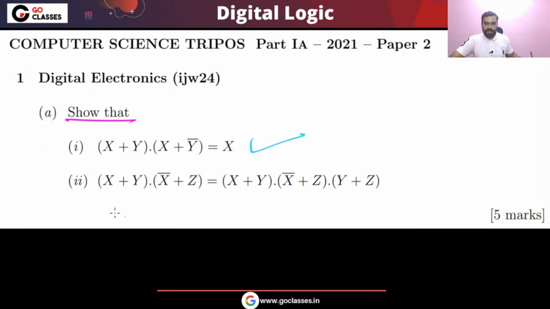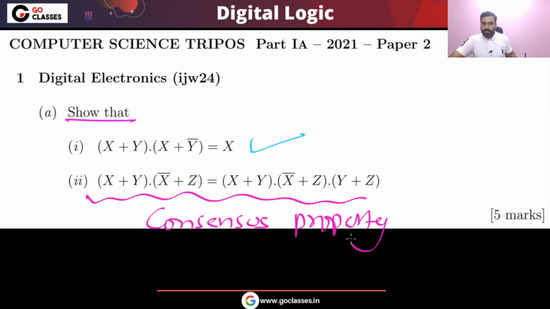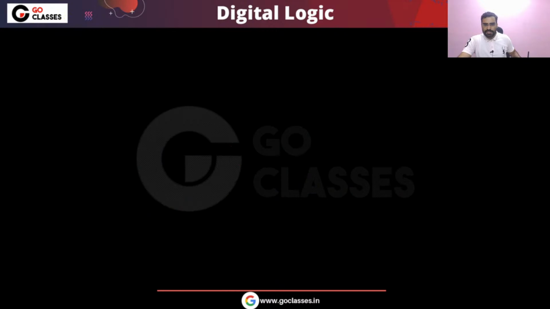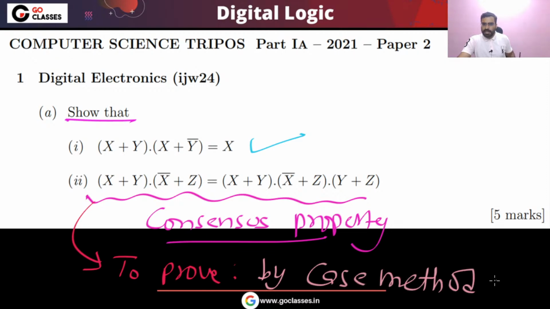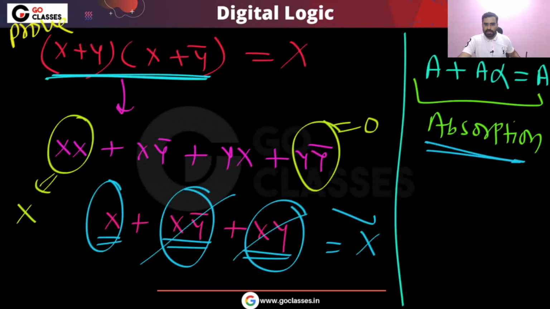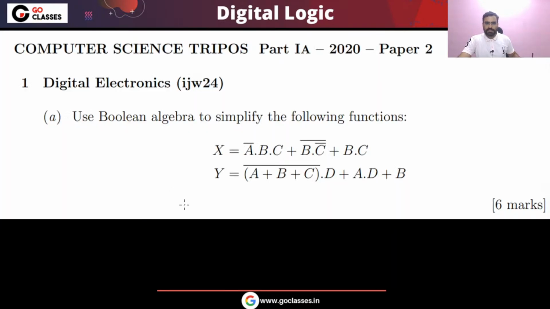So this question is very simple, and this is your consensus property. This property is consensus, which we have seen in the class. I told you how to remember this. Which is the best method to prove this? The best method is the by case method. Just apply the by case method, which is the best method to prove this. Very simple, so you can do it. In the class we have done it.